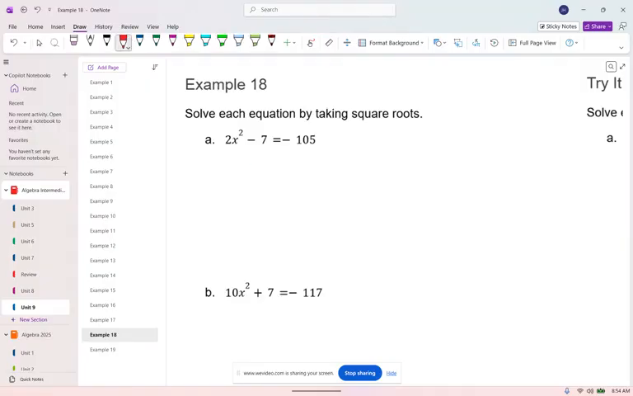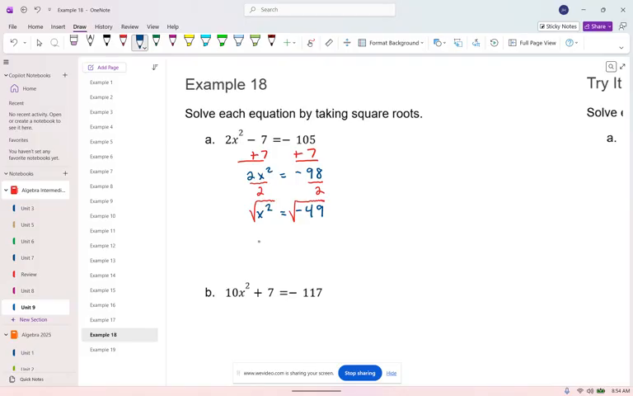So to start this off, I'm going to add 7 to both sides. Bring down the 2x squared. Then we have on the other side negative 98. Divide both sides by 2. I'm going to get rid of the 2, so we just have x squared equals negative 49. All right, at this point, we're ready to take the square root. So we'll take the square root of both sides.